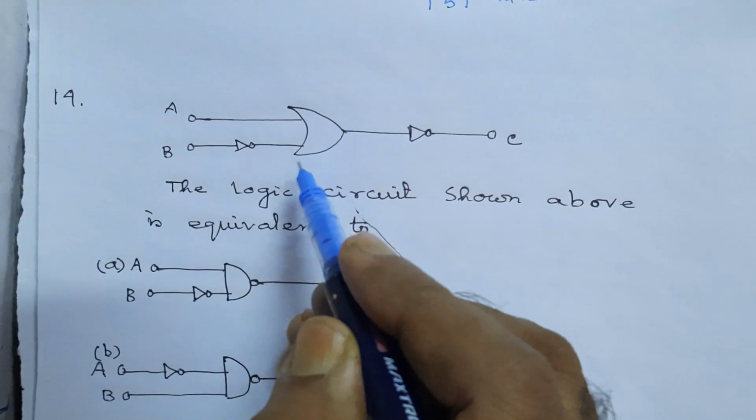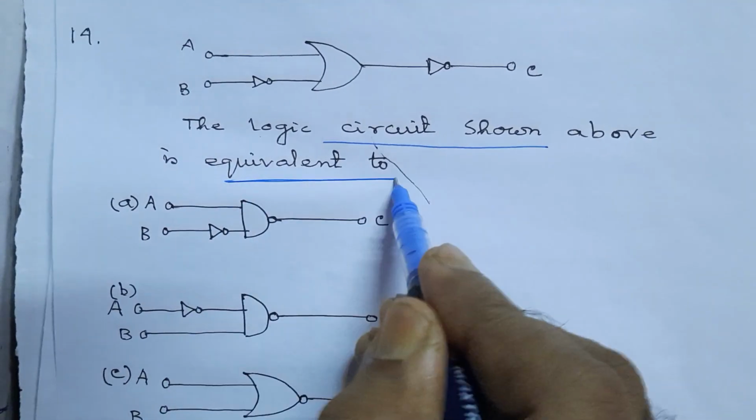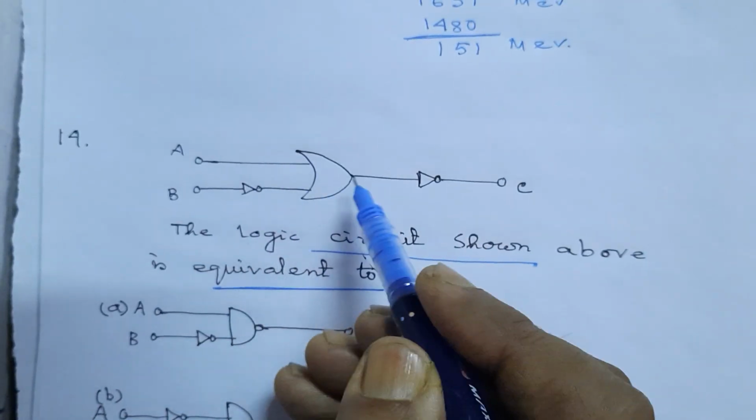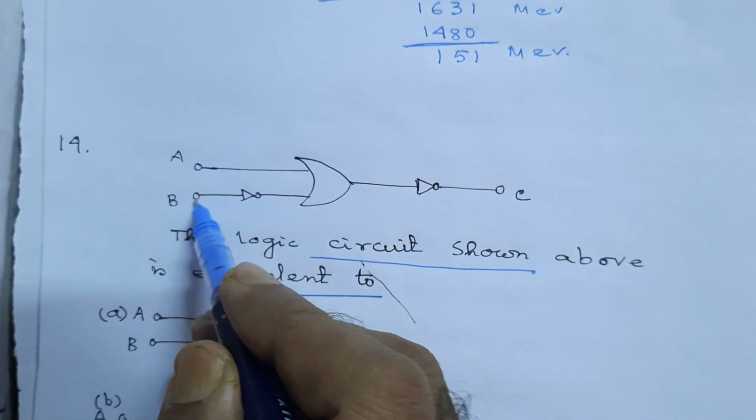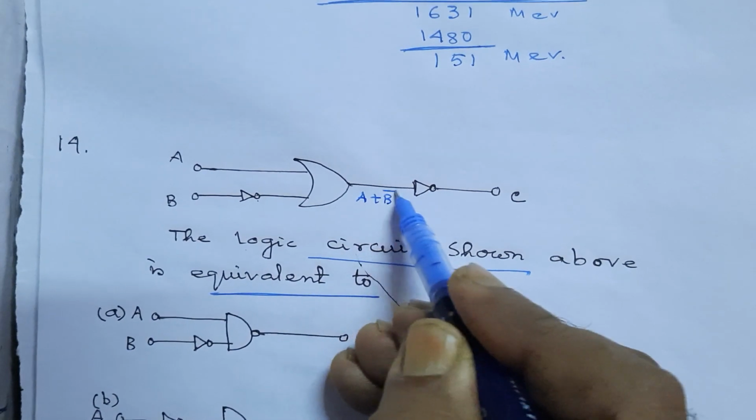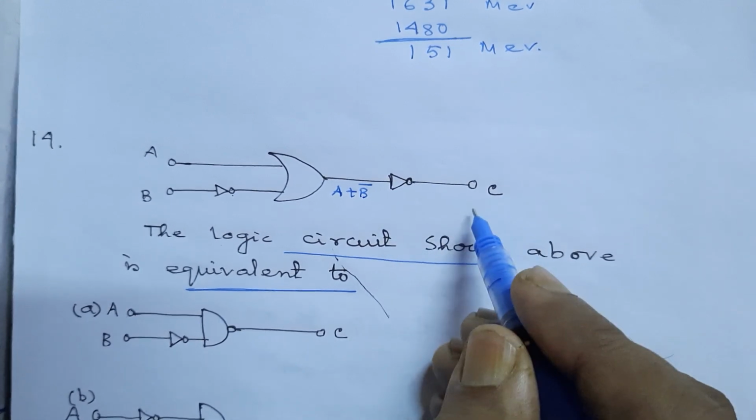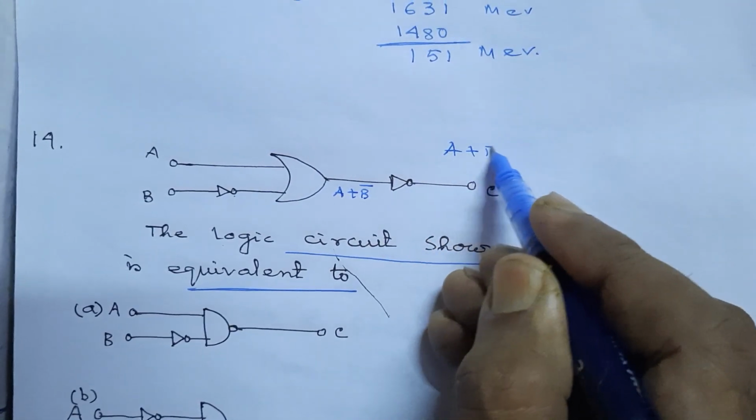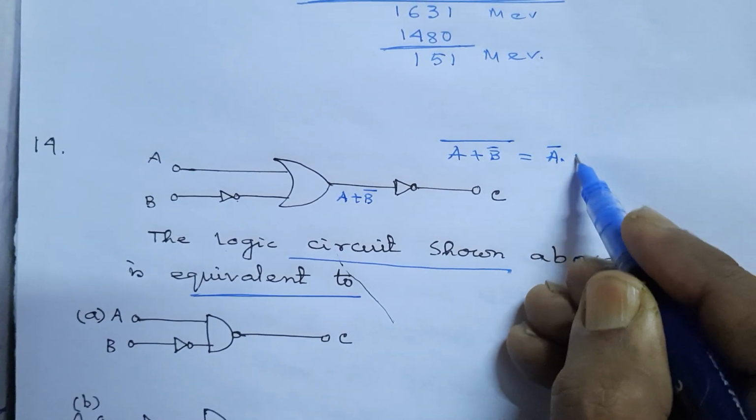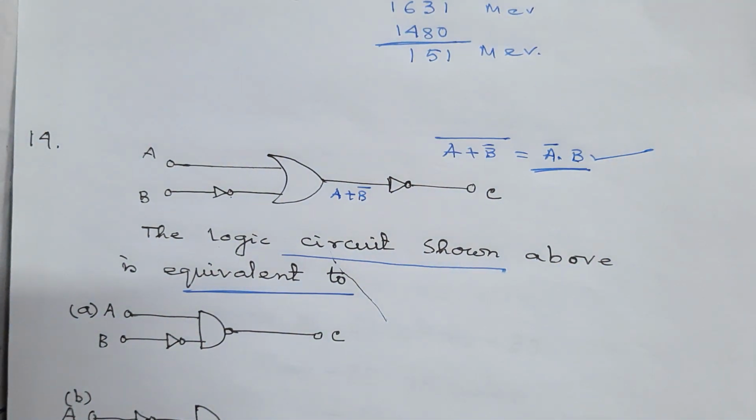In this question, we see a logic gate circuit problem: the logic circuit shown above is equivalent to which circuit? Let us see the original circuit first. It is an OR gate with two inputs, A and B inverse. So the output of the OR gate is A plus B inverse. Then it is fed to a NOT gate, so the output is (A plus B inverse) whole inverse. By De Morgan's theorem, that is A inverse B.